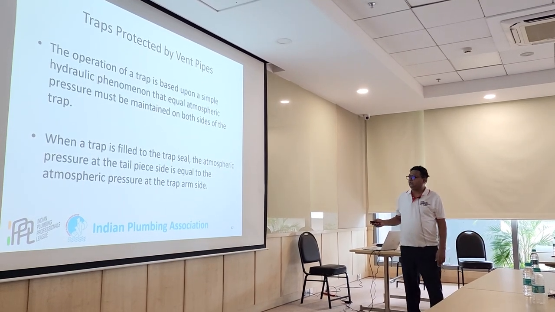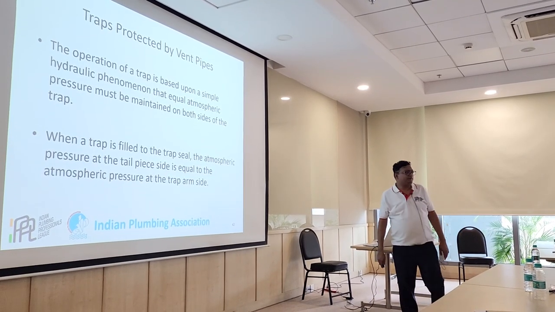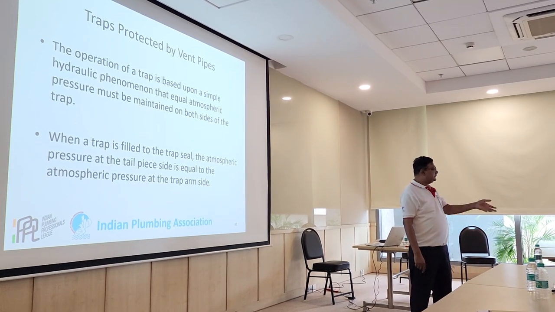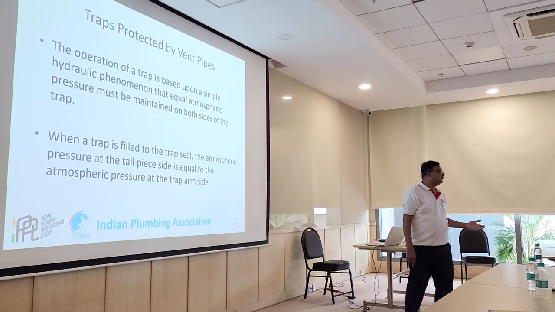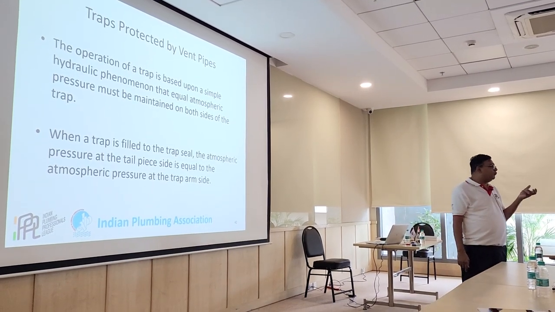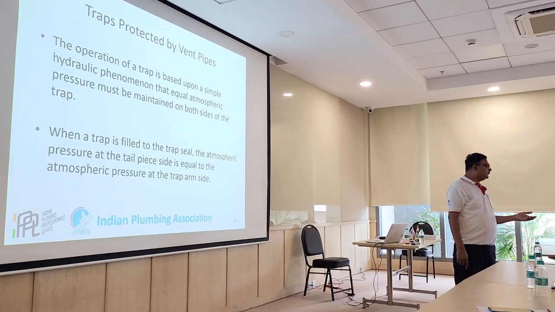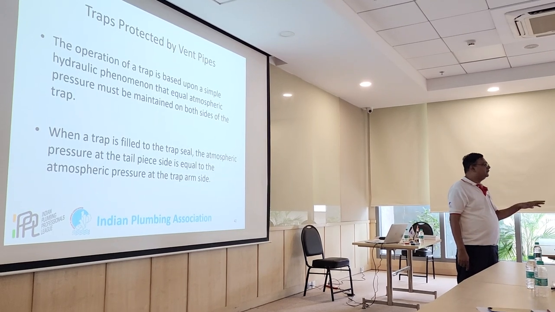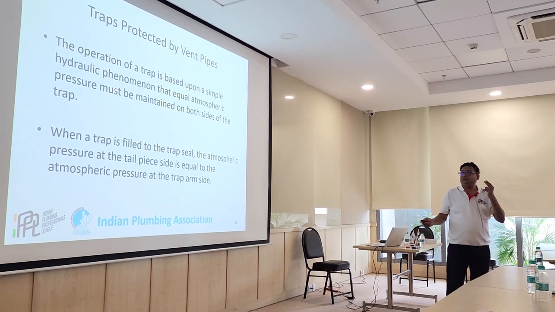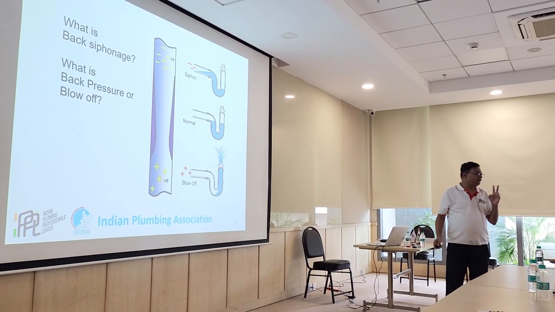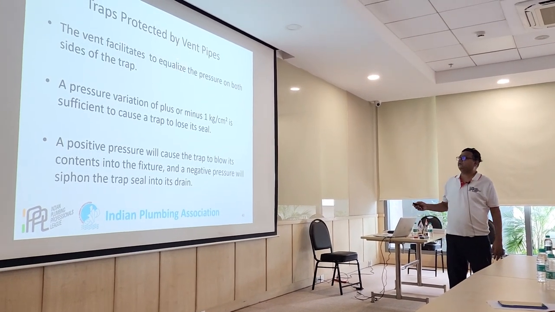When a trap is filled with trap seal, the atmospheric pressure at the tailpiece side is equal to the atmospheric pressure at the trap. You can see the trap seal, it means there is an equal atmospheric pressure. If you don't see the trap seal, if you don't see the water in the trap, what is the meaning of it? There is something wrong. Either there is a positive pressure or negative pressure which has made the trap seal blow up. We are talking about two parts only, positive, negative. There is a third also which will come eventually. Traps protected by vent pipe.